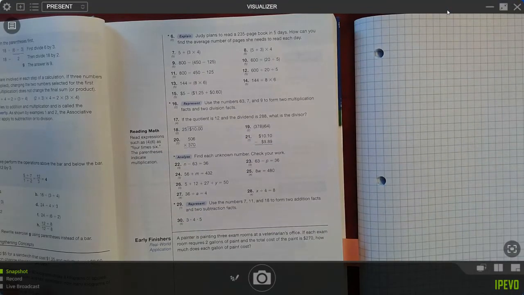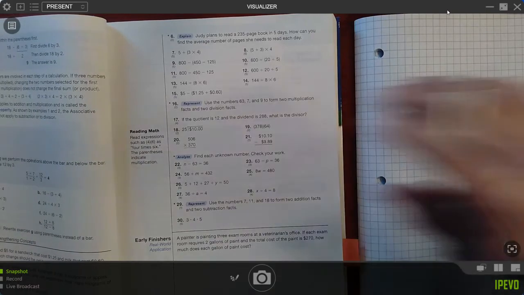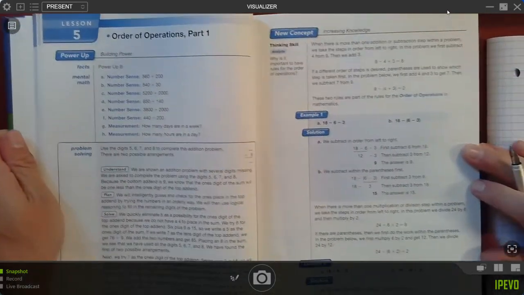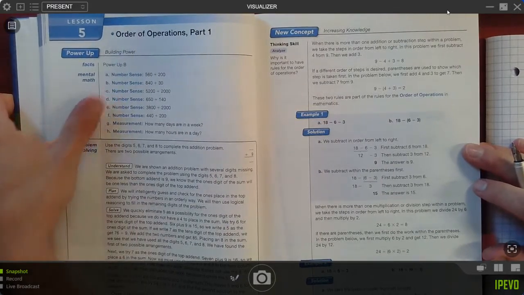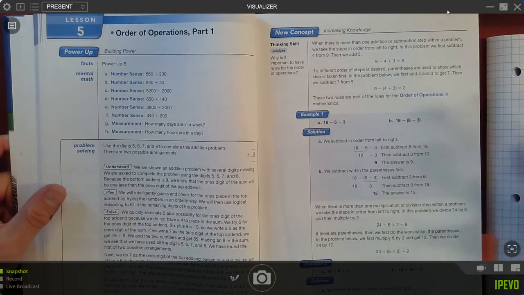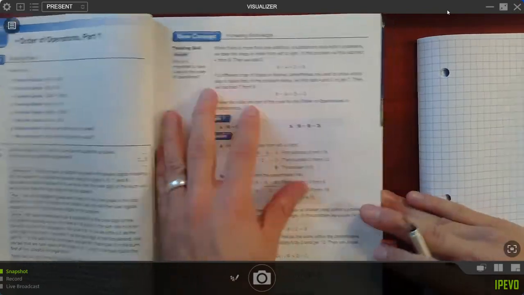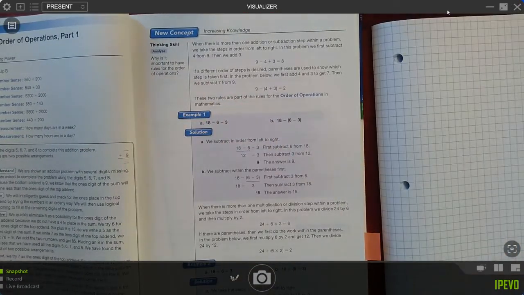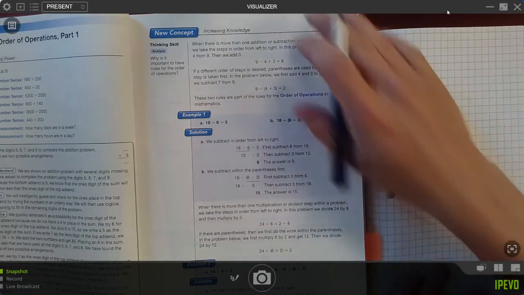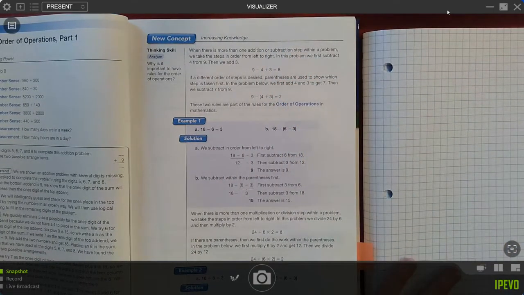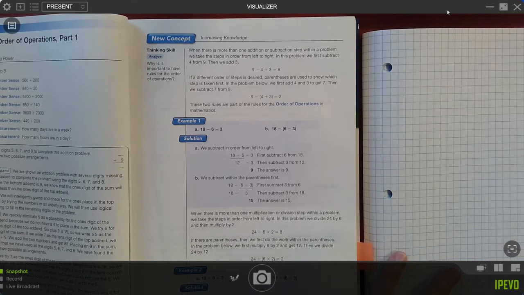So I want to go ahead and make sure that you guys are set up for and ready to kick butt on lesson 5. So mental math, you're just doing that in your head. The problem solving is kind of a fun little puzzle for you to try. New concepts here is really just making sure that you're understanding the order of operations. And maybe you've already heard order of operations before, like say PEMDAS or maybe something else. We're going to go over that a little bit today.